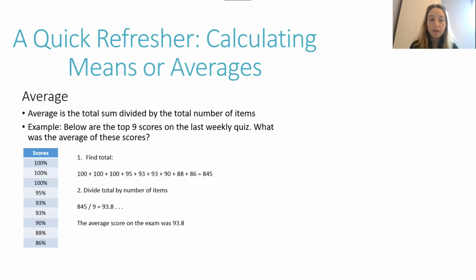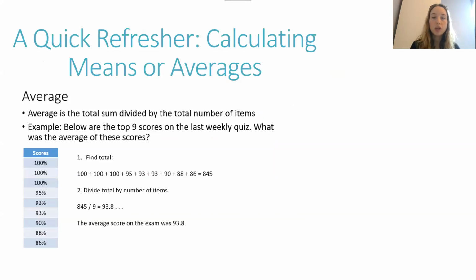So remember that the average is the total of all of the data points in a data set divided by the number of items in that data set. So here you can see an example of the top 9 scores on a weekly quiz, and to find the average, you add up all the scores and then divide by the total number of items, which is 9. You're gonna have an opportunity to practice this right now just to make sure you're feeling super good with it.